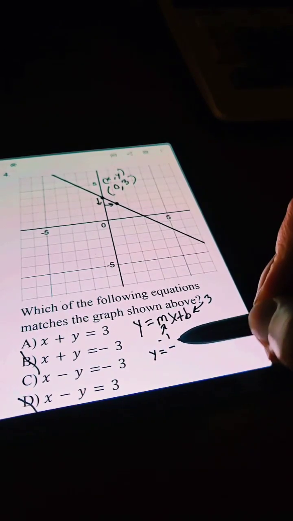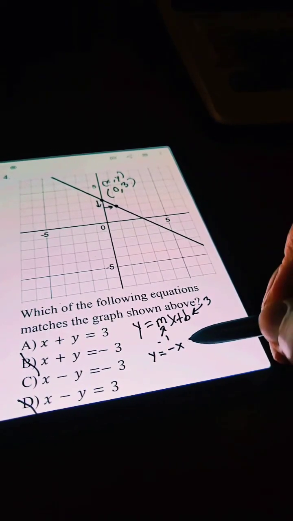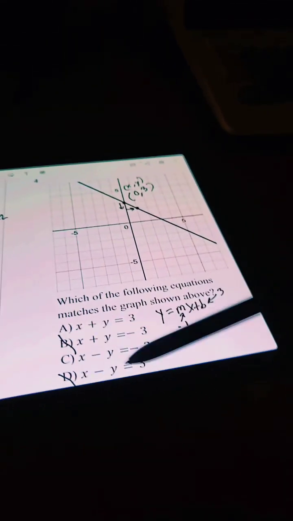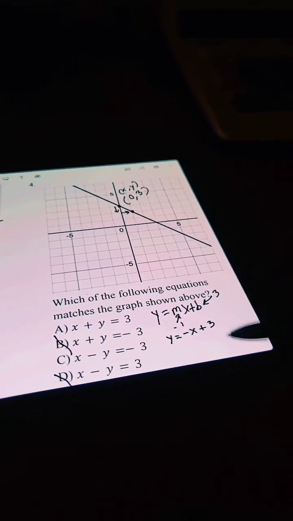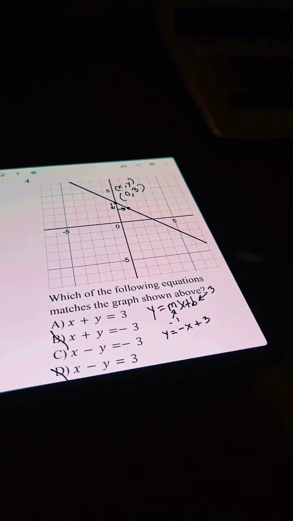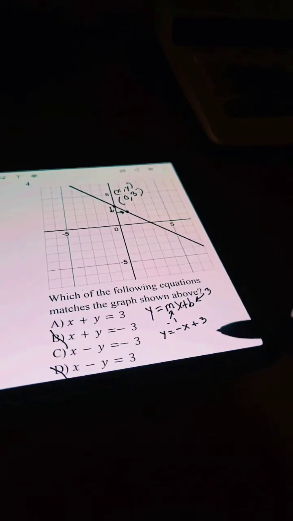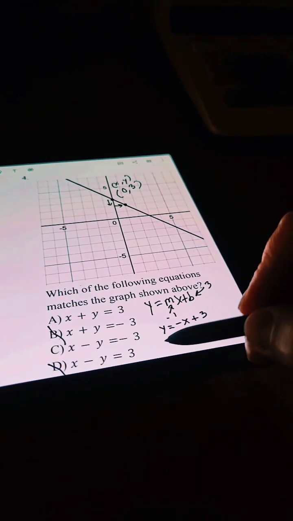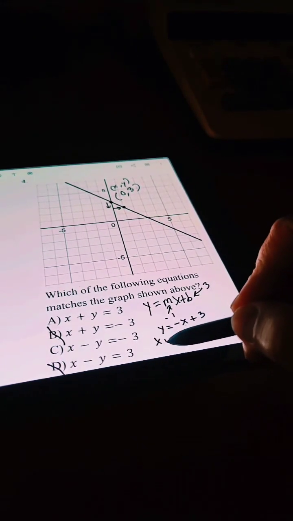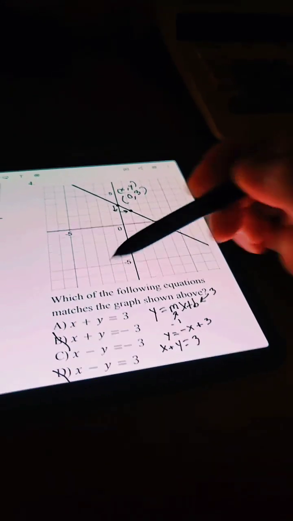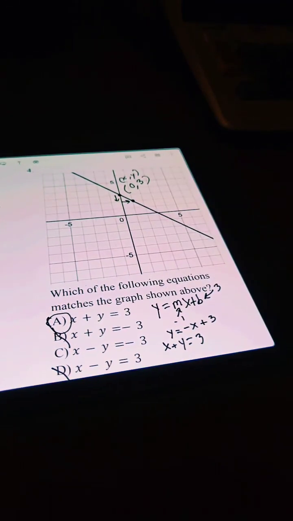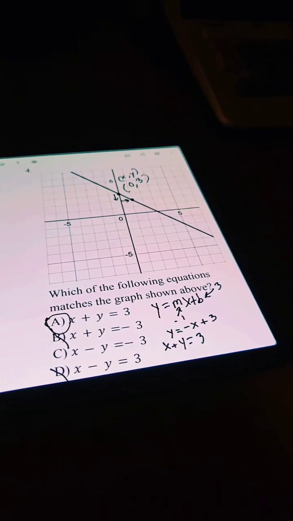So if I plug in all those numbers, I get y is equal to -x plus 3. Now you'll see that doesn't look exactly like what we have here. In order to fix that, I just need to move the x and the y to be on the same side. So I'm going to add x to each side, and then I'm going to have x plus y is equal to 3, and then I see it has to be answer choice A.